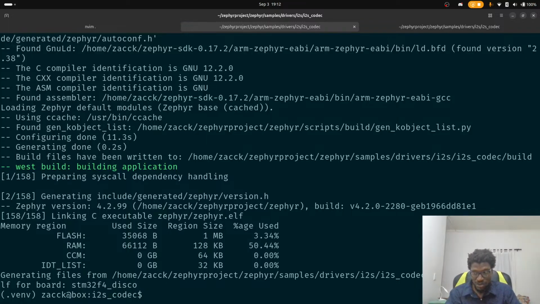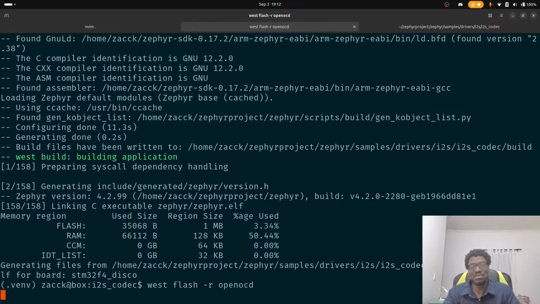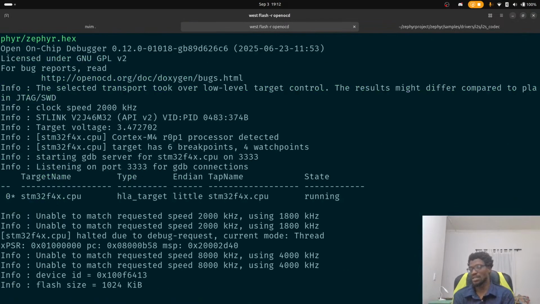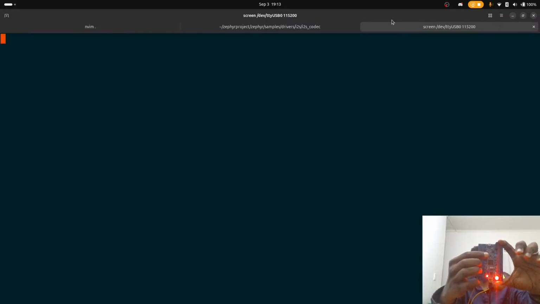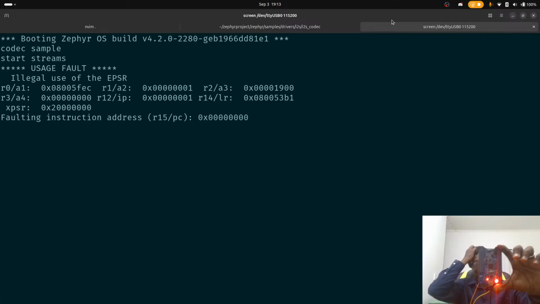So let's do west flash -r openocd. That should be okay. That should flash everything. We should get it. It's on the board. That's cool. So now let's actually scan what is happening on the board. There's nothing that's happening. So what I'm going to do here is press the reset button. I think that's the black button on the side. Yep. And then that will reboot it, and exactly.